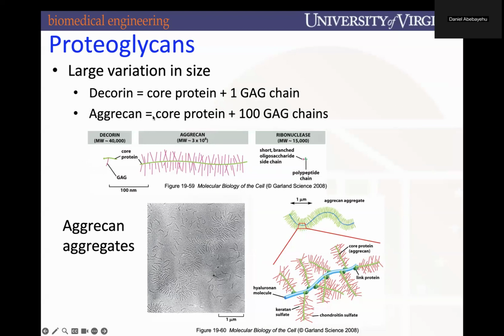Whereas aggrecan is a core protein with over 100 GAG chains on it. The amount of glycosylation, or the amount of sugar molecules, can vary, but it's going to be relative to the size of that core protein. You can see with aggrecan, that core protein is a lot larger, which means there are a lot more opportunities for sugars to be added to it. So the takeaway here is that there's lots of variation in the size of these proteoglycans, based typically on the size of that core protein.